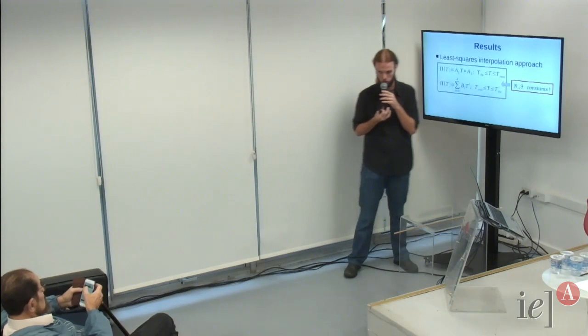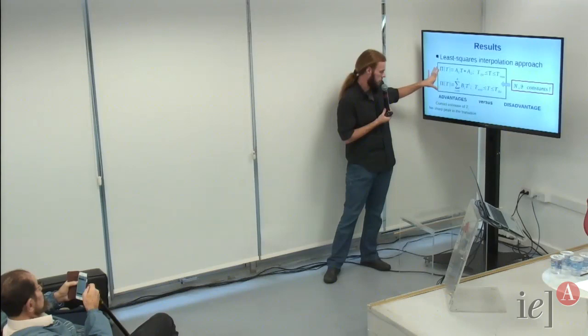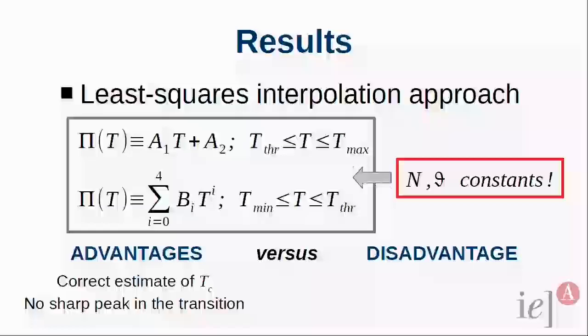And then as well has advantages and disadvantages, and so this approach estimates correctly the critical temperature, so it is negatively shifted as it should be. And we don't have the sharp peak in the transition, because a finite system doesn't have the sharp peak. And then once we have the correct estimate of critical temperature and we know that the profile now is correct, we can study what happens in this transition. We can, as I will show you, extract the critical exponent for the heat capacity.